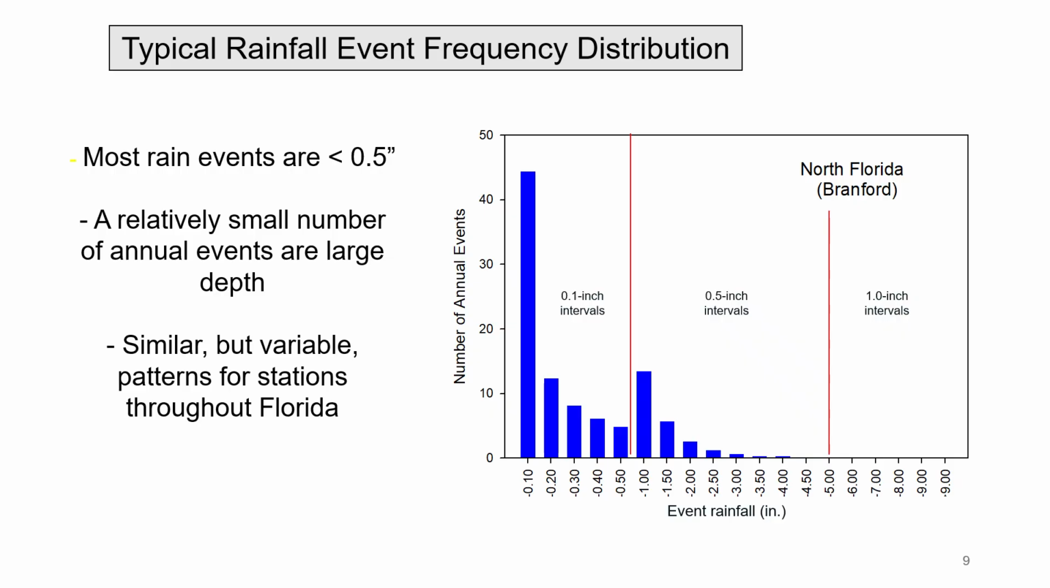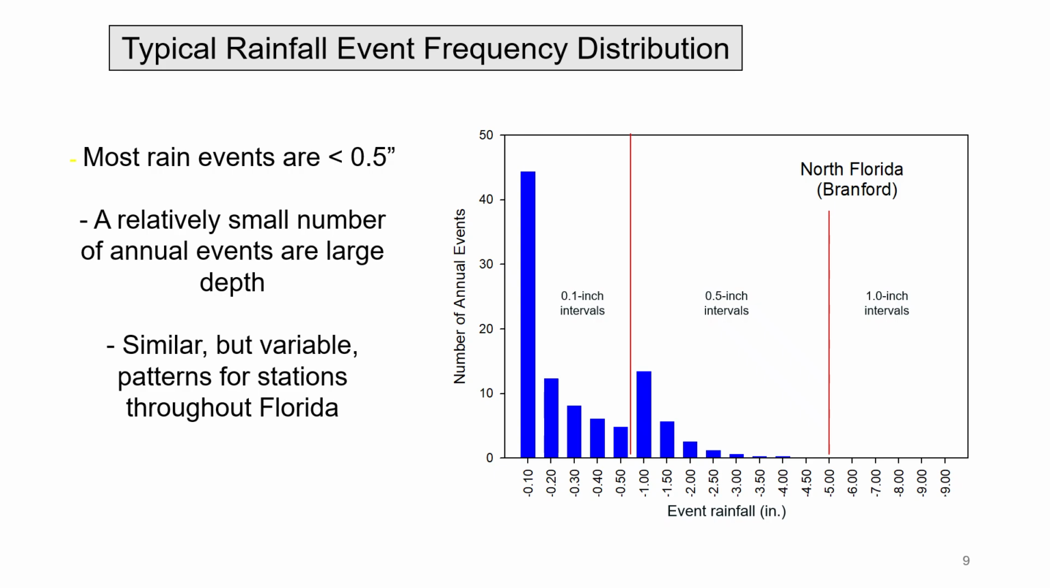inch in depth. Conversely, only a relatively small number of annual events result in a large depth of rainfall. This pattern is generally consistent across various stations throughout Florida, though with some localized variability.